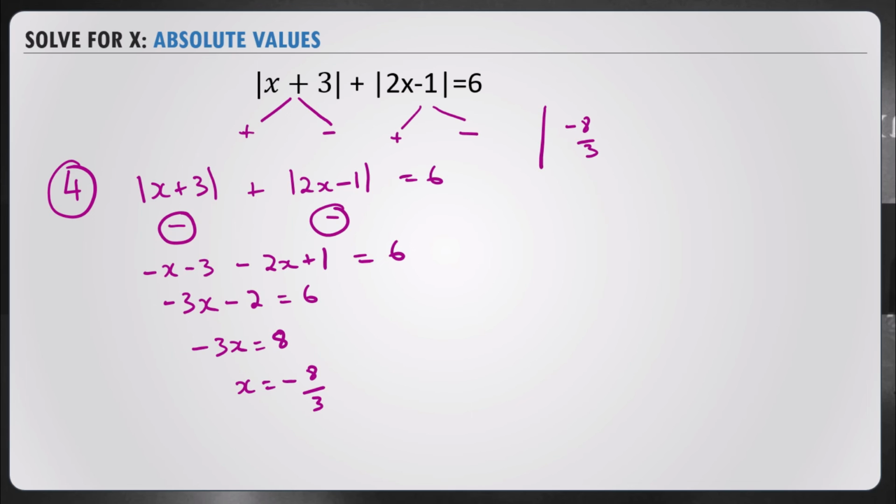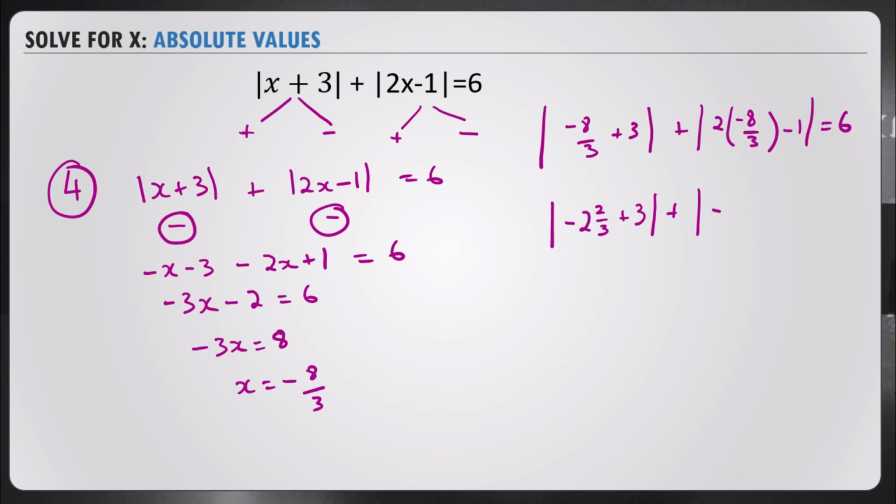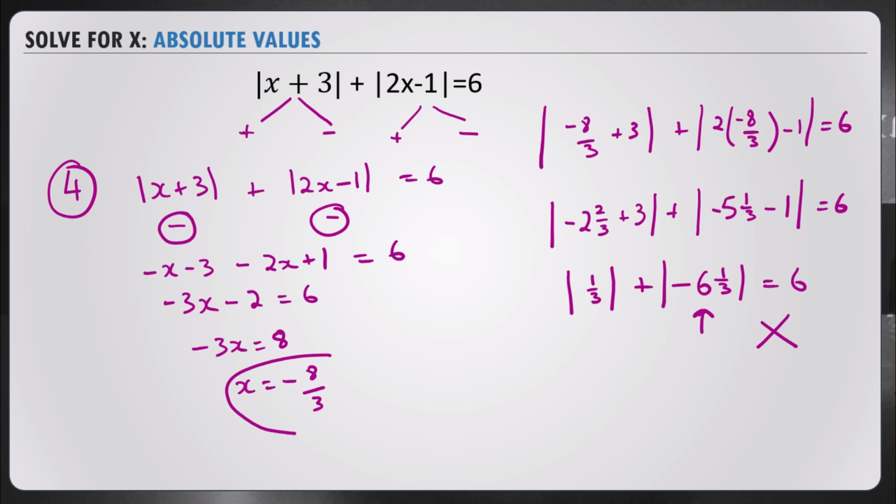Negative 8 over 3 plus 3 plus 2 times negative 8 over 3 minus 1 should give me 6. 2 and 2 third plus 3 plus negative 5 and 1 third minus 1, is that equal to 6? Let's solve this. We get negative 2 third plus 3 gives me 1 third plus, this gives me negative 6 and 1 third. Is that equal to 6? Just looking at this, this number doesn't give me 6. This is not one of the solutions.